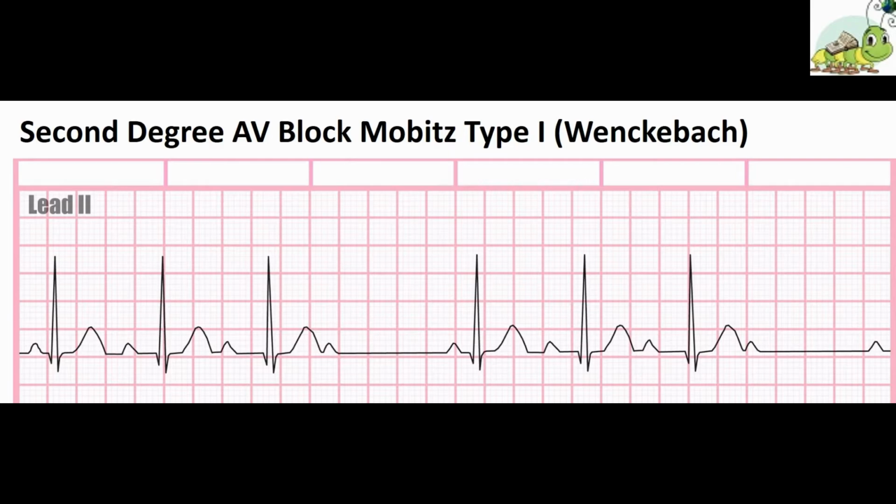Number 2, the second degree heart block. Conduction through the AV node does not always occur. This is indicated by the occasional absence of the QRS complex and T wave after the P wave, also known as Mobitz 1 or Wenckebach periodicity, and is almost always a disease of the AV node.